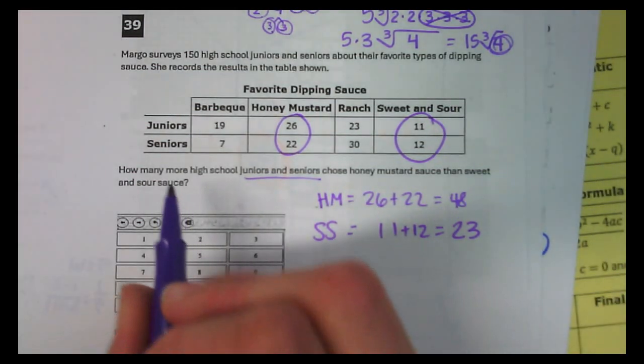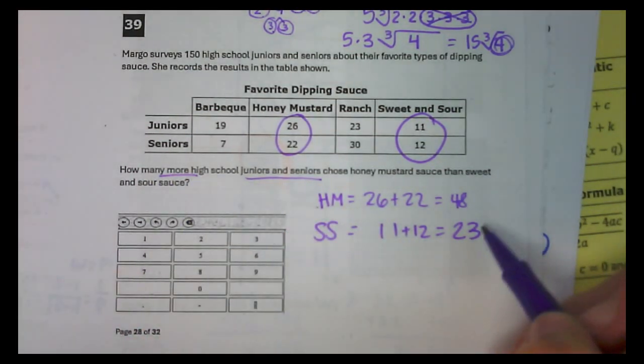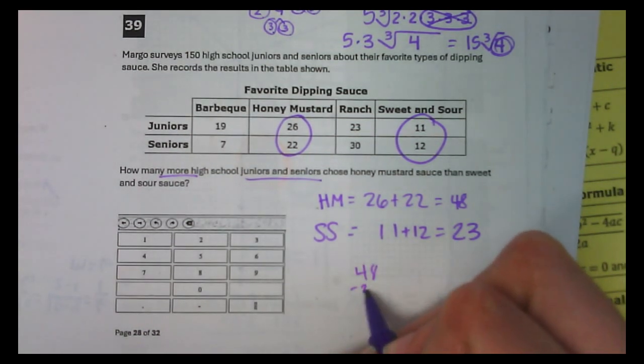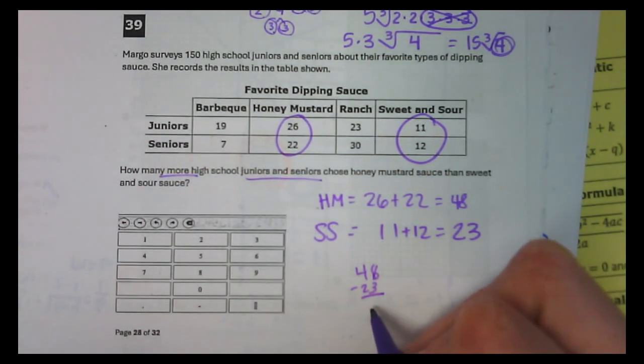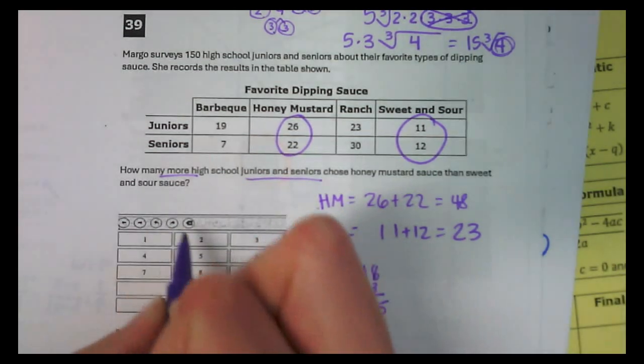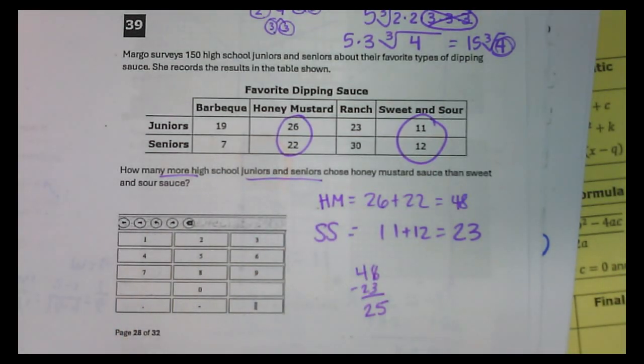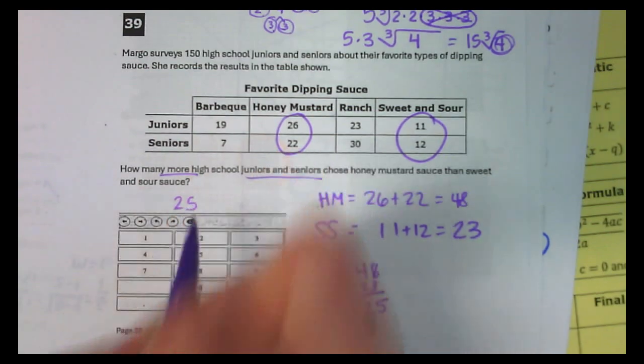We want to know how many more. So I want to subtract these. 48 minus 23, and that's going to give me a total of 25. So 25 would be my final answer for this question.